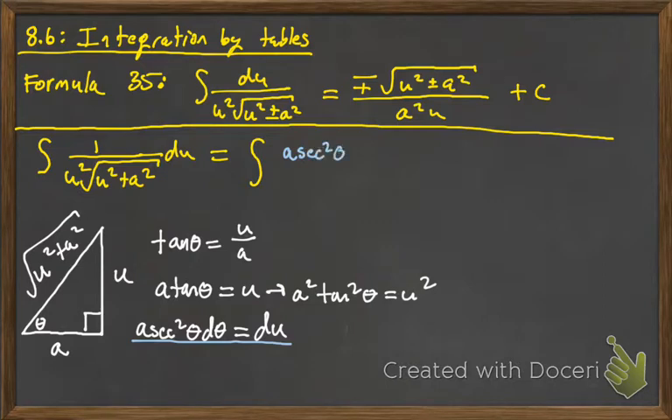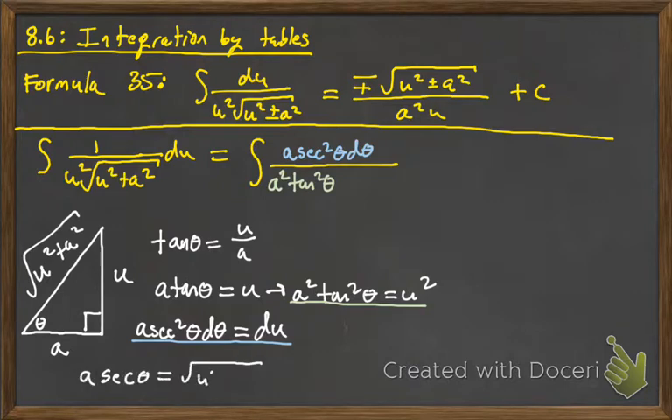Okay, so there's your du, a secant squared theta d theta. Our u squared is a squared tangent squared theta. And then we need to get the square root of u squared plus a squared. So the secant is going to be the hypotenuse over the adjacent side, and then we can go ahead and move that a over. So a secant of theta will equal square root of u squared plus a squared. So we can go ahead and put an a secant of theta in its place.